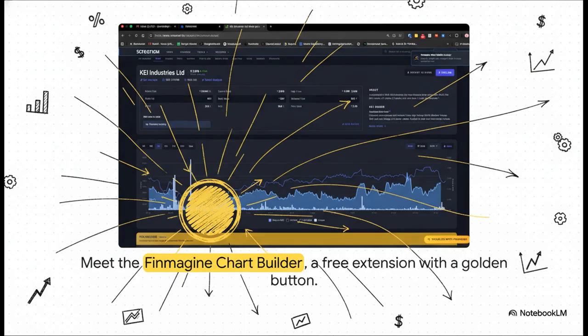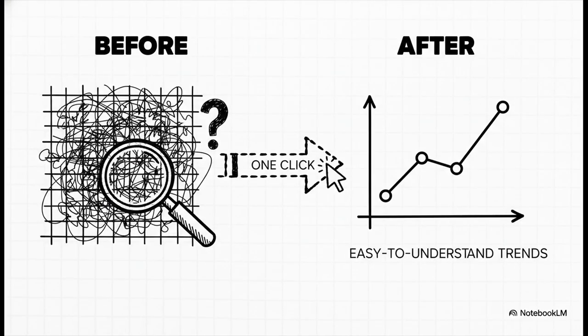Once you install it, this very noticeable golden Visualize button just appears on the bottom right of every single company page on Screener. You can think of it as your new secret weapon for analysis. And the whole idea is incredibly simple, but so powerful. You go from these static, kind of hard-to-read tables to dynamic, easy-to-understand trends. And you do it with just one click. No more spreadsheets, no more manually typing in data.